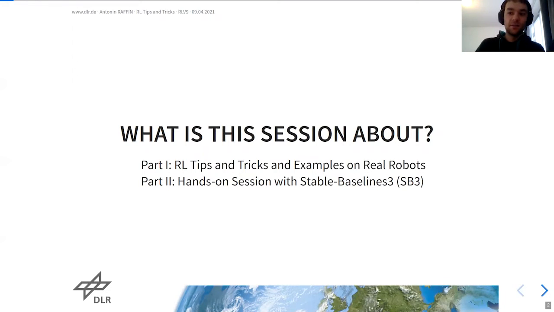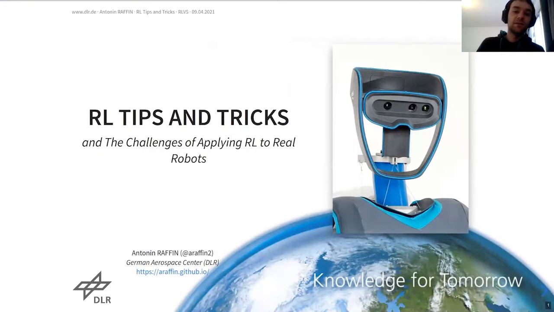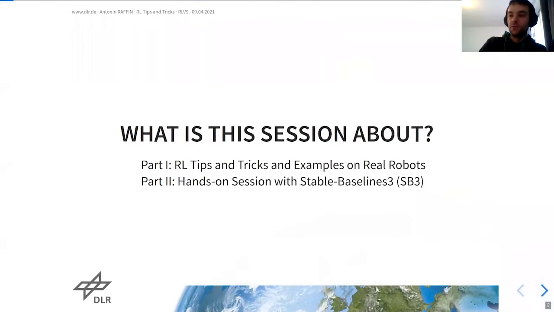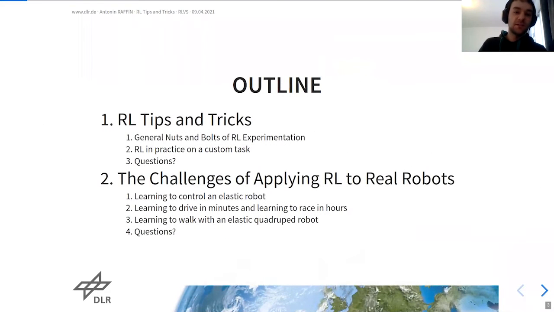So the first part, RL tips and tricks, is about applying RL to a custom task. It's not about how to implement an RL algorithm. For that, I would highly recommend you take a look at Nuts and Bolts of Deep RL Experimentation by John Schulman, which is available online. So we'll start by showing you some best practices in RL, and then how to apply them to a custom task, and then we will apply that on a real robot.